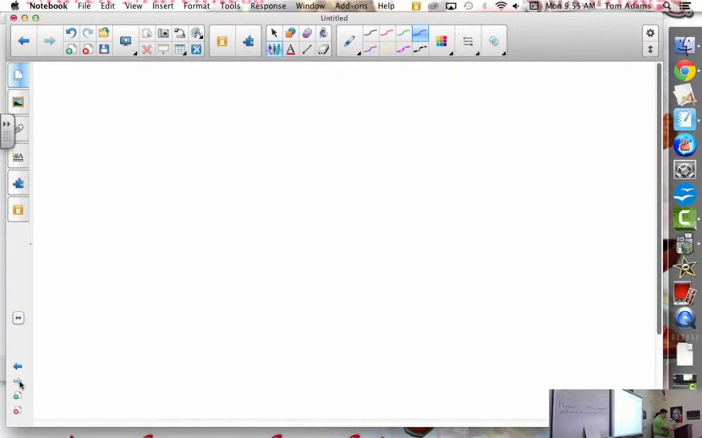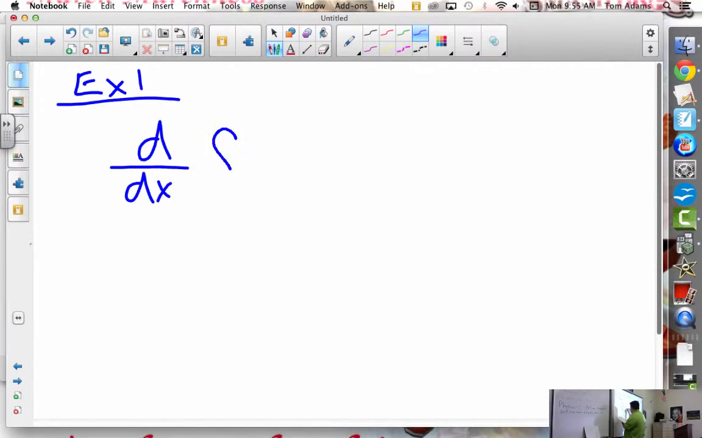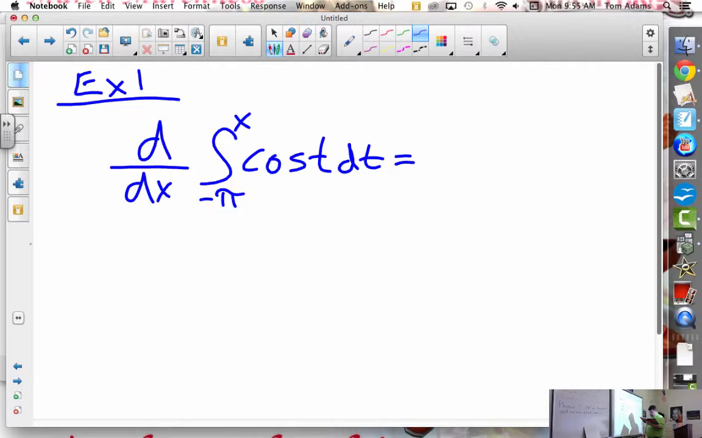So let's try to apply this to example number one. Example number one in our textbooks wants us to evaluate two functions. So I'm going to take a look at the derivative with respect to x of the integral from negative pi to x of cosine of t dt. And so the solution to this is that if all this stuff is correct, this should be equal to cosine of x.